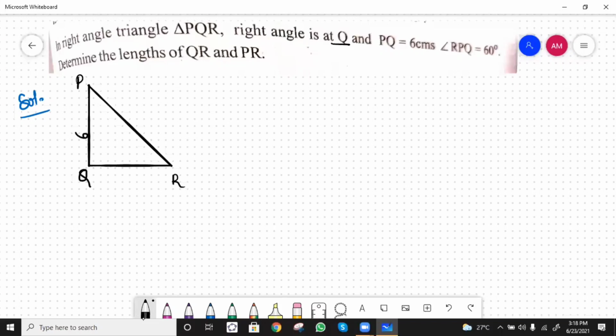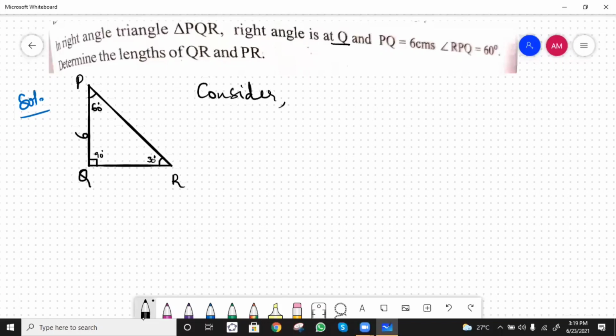What is angle RPQ? 60 degrees. What is this angle? 90 degrees. Then what will this angle be? 30 degrees, since the sum of all the angles in a triangle is 180 degrees. We got 90 here, so the combination of these two should be 90. Already we got 60, so this will be 30. Now what we have to find? We have to find QR and PR. Is it clear?